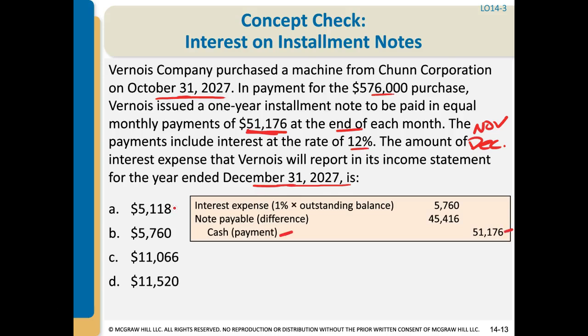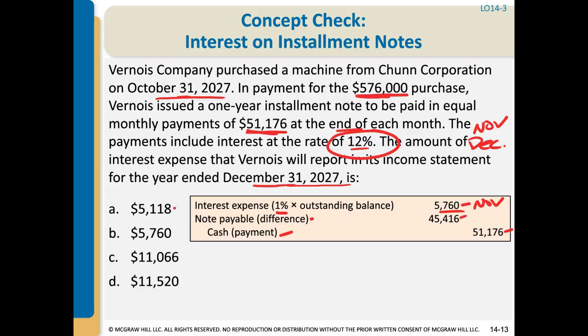The interest expense is going to be our outstanding balance, which on November 30th is still what we initially recorded the note for, which is $576,000 times 1%, because this 12% interest rate that we're given is an annual rate, and this is a monthly payment, so we have to divide by 12. So our interest expense for November, right here, is $5,760, and then the difference between our cash payment and our interest expense is going to be a debit to our note payable for $45,416.